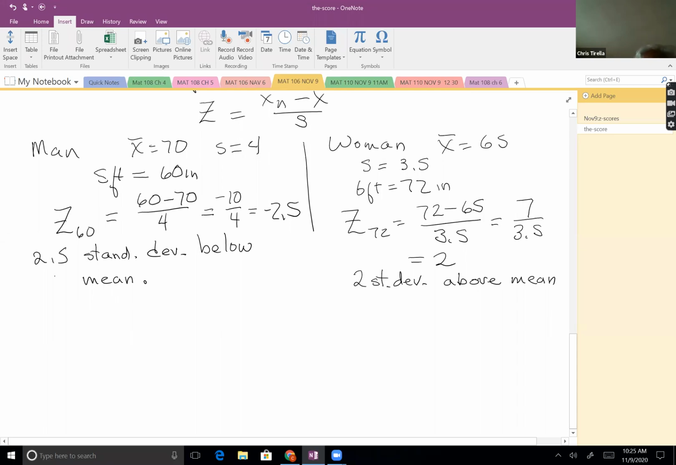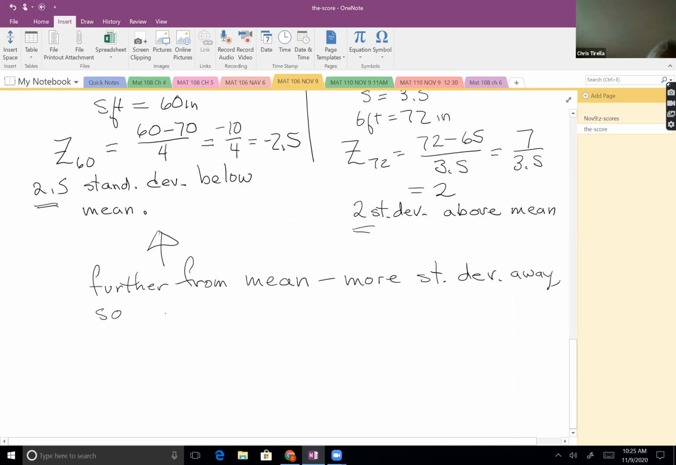So he's 2.5 away, she's 2 away. You notice that he's further from the mean. It's more standard deviations away. So it's more unusual. And so that's one use of z-scores, is to compare different populations.